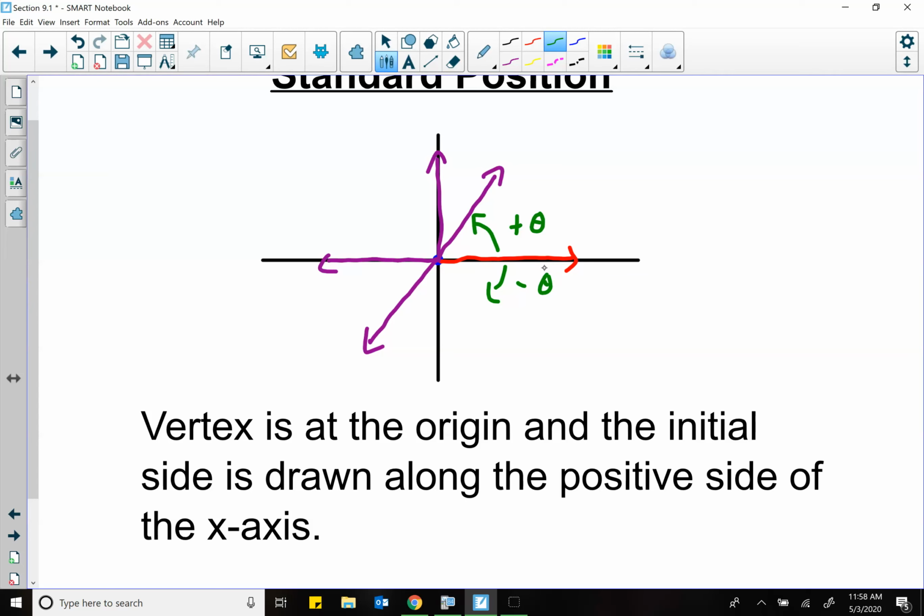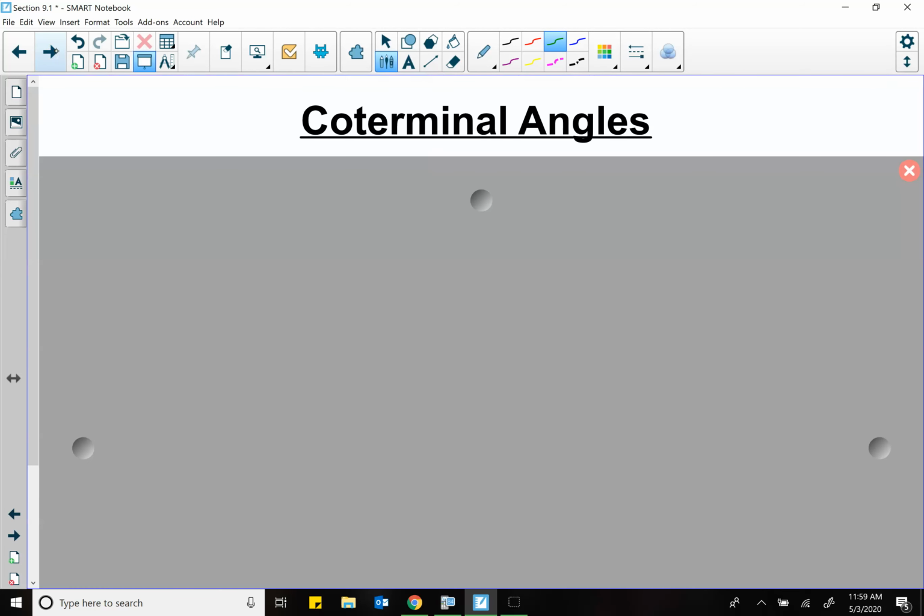So standard position, that's what it means. Your vertex is the origin. You got the initial side on the positive side of the x-axis, and then your terminal side is somewhere out here. And you have to look at the angle to know whether you rotated a positive direction or a negative direction.